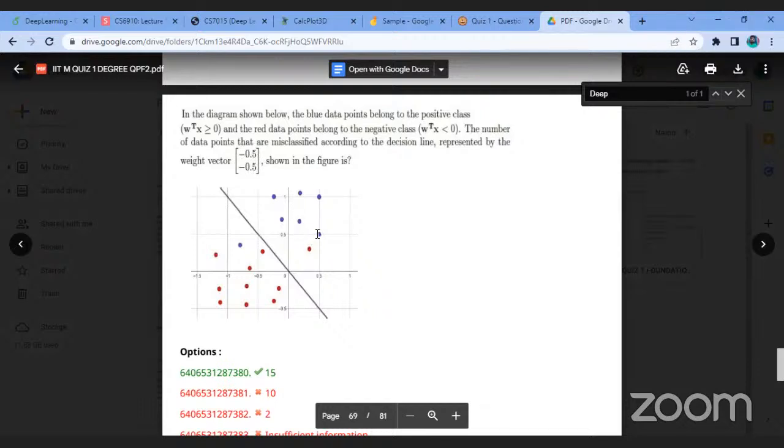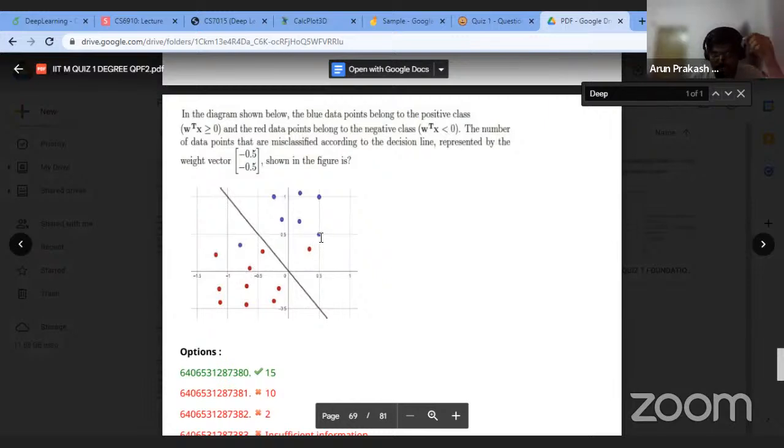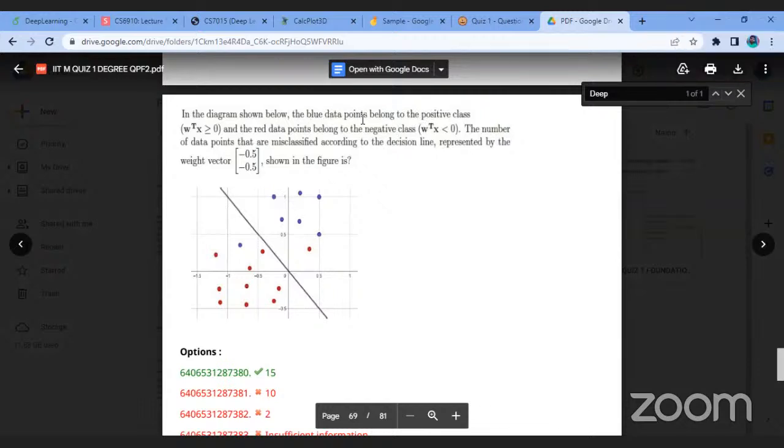So which means if this data point is categorized as negative by this decision boundary, then all the points in this entire half plane will be classified as negative. The same thing is true if you take any point from here, not necessarily the exact data point. You take any coordinate here, then you do the math. Then all the points in this half plane are positive and the other is negative. Here, the blue data points belong to the positive class, and the red belong to the negative class.